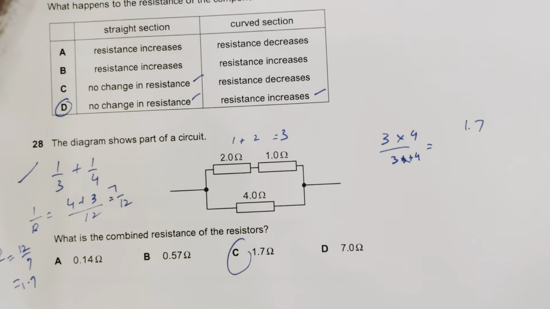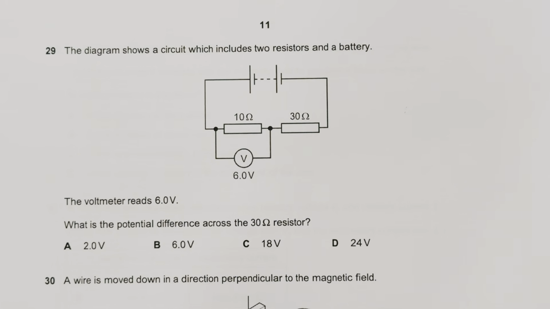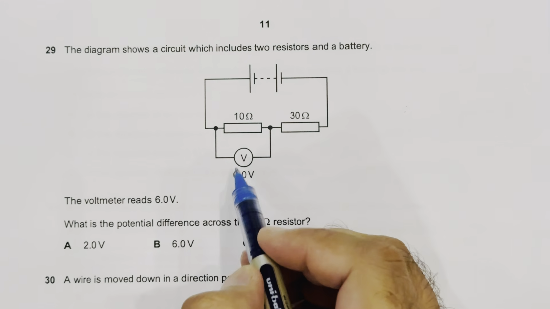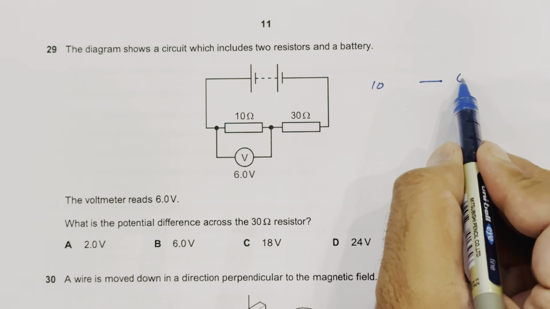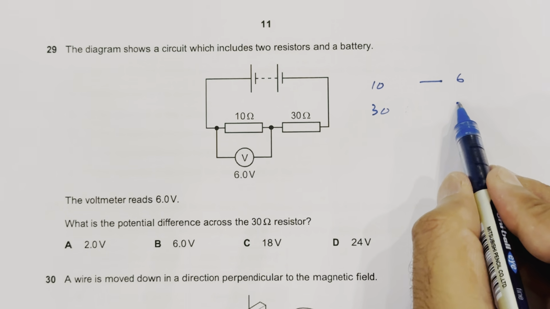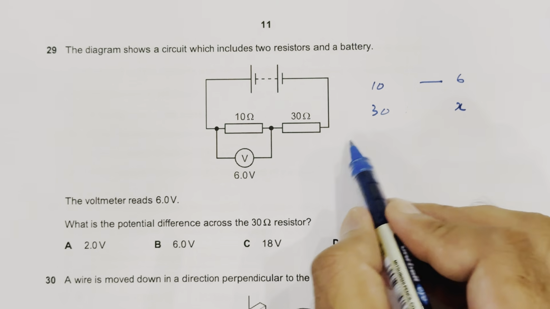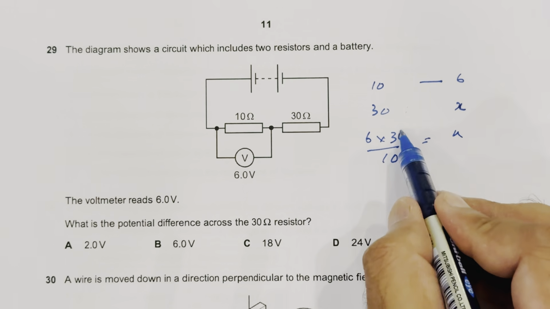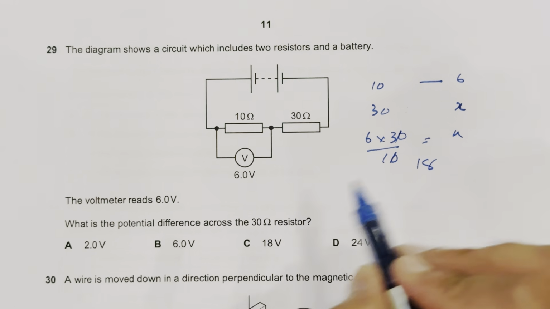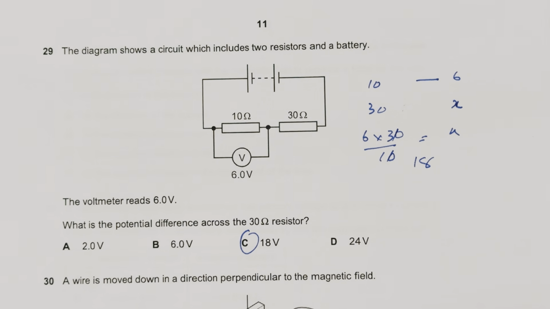Moving to question number 29. The diagram shows a circuit which includes two resistors and a battery. Again, this is from the topic of DC circuits and electric current. You can say the 10 ohm has 6 volts. So if 10 ohm has 6 volts, and 30 ohm would have X, you can cross multiply, 6 into 30 divided by 10, and you get the value of X. It would be 18 volts. So option number C is the correct option.